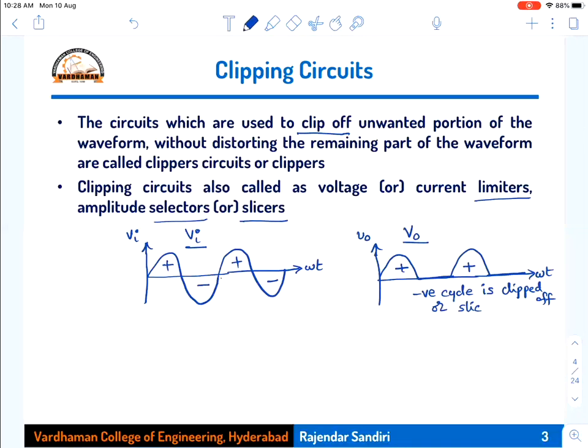Sliced is nothing but we cut a portion of the waveform. So that is the output. Why only at zero level? This is zero level. So at zero level it is clipped off. It need not be at zero level to be clipped off. It can be clipped off at any level, negative level or positive level.